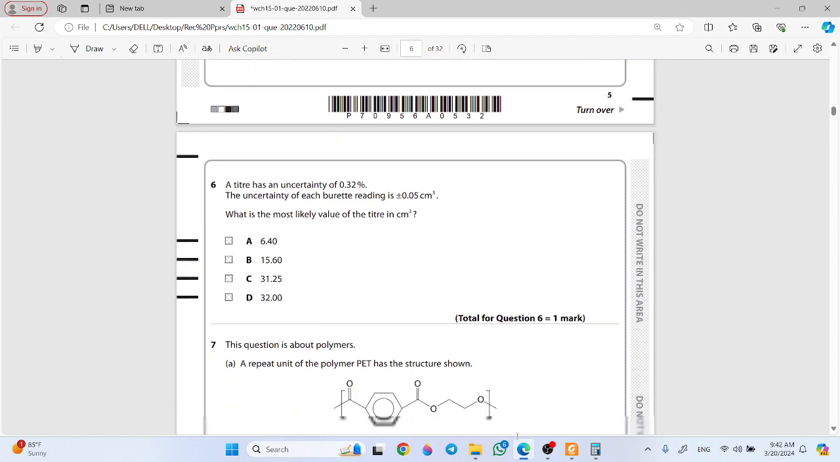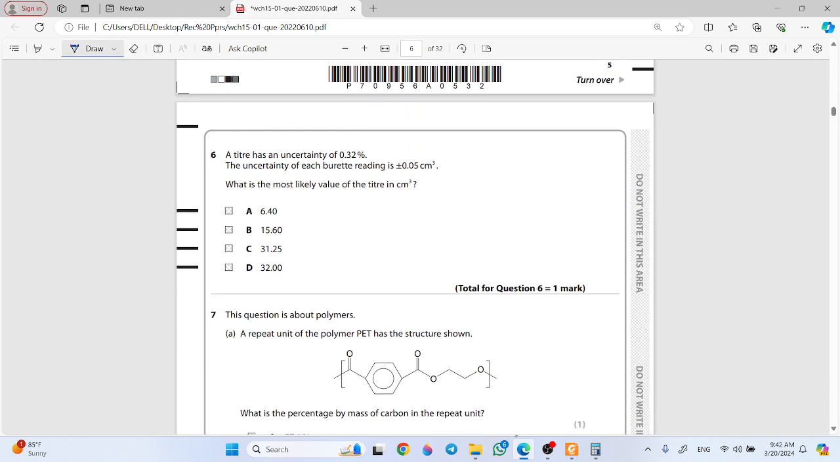right? Question number 6, percentage uncertainty. Now the uncertainty equation is what, children? Uncertainty equals error over reading into 100, okay? Whenever you use apparatus, you have to think about how many times the reading is taken. For example, if you take a burette, we have to take the reading twice. If you measure the initial and final temperature, you also take the reading twice, right? If you take initial mass and final mass, you also multiply by 2.